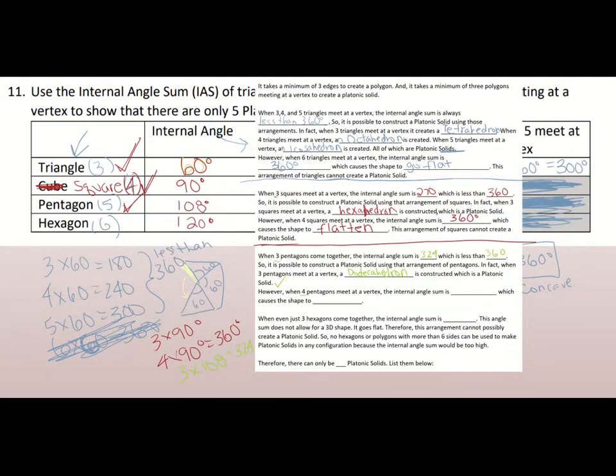However, when 4 pentagons meet at a vertex, that would be 4 times 108, which in our table is grayed out as being 432 degrees. The internal angle sum is 432 degrees, which causes the shape to go concave. Okay, it folds in on itself. Instead of bowling outward, it bowls inward into itself, goes concave.